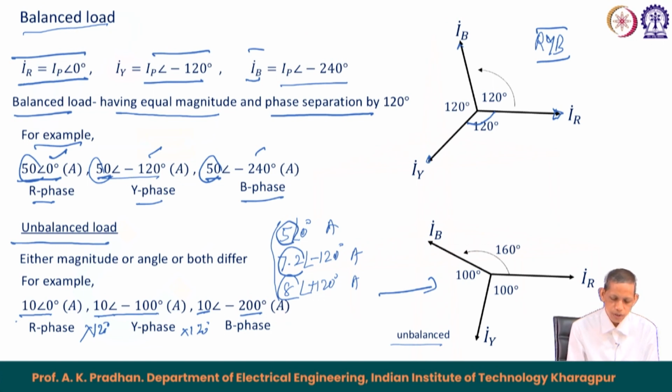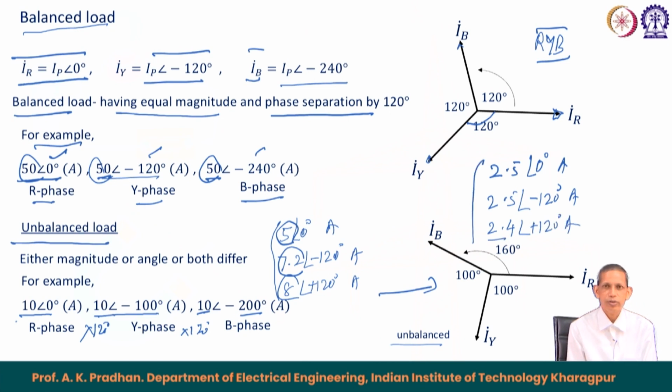Another example: 2.5 with an angle of 0 degree, then 2.5 with an angle of minus 120 degree ampere, and then 2.4 with an angle of plus 120 degree or minus 240 degree ampere. Here only one phase current is deviating from the magnitude of 2.5. So, this also becomes an unbalanced current or unbalanced load for the system.